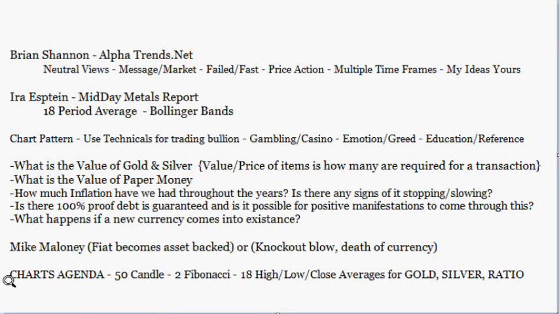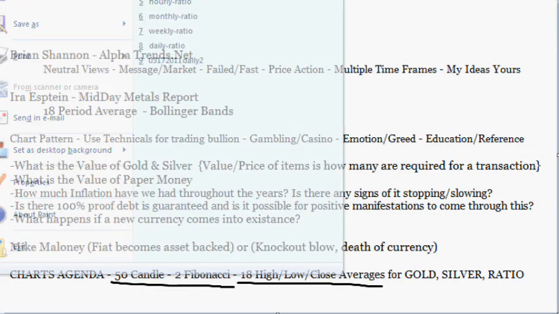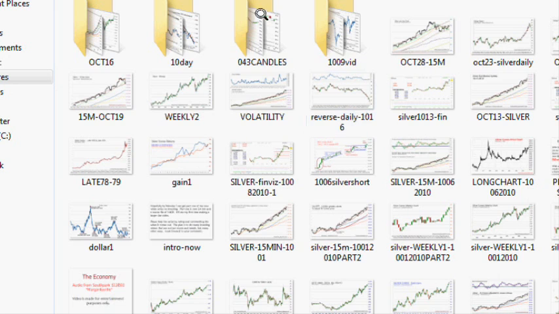Within this video, we're going to talk about some charts. The agenda for charts is mainly the 50 candle, 2 Fibonacci, 18 high-low close averages for gold, silver, and the ratio. What that means is there'll be 50 different ticks within the candles, 2 Fibonacci lines, and then these averages.